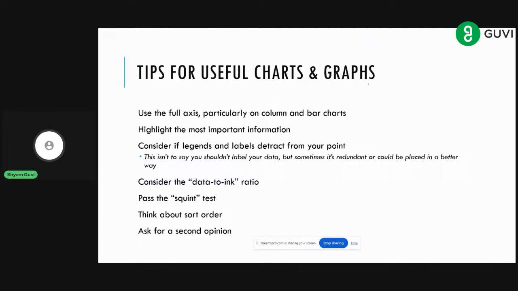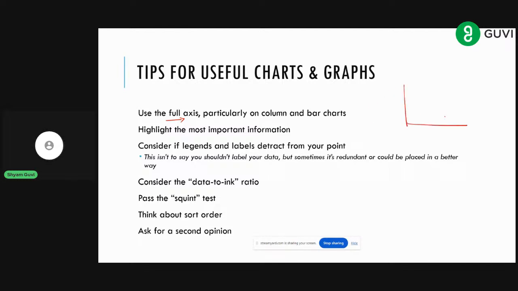Okay, some tips for useful charts and graphs. See, the general convention is you should use the full axis. Like, you start from zero, and you should go all the way up to 50, 60, 80%. But in some scenarios, we have to deviate. In some scenarios, people start with some other level to manipulate the data, guys. So this is where you need to understand when to change the axis and when not to.